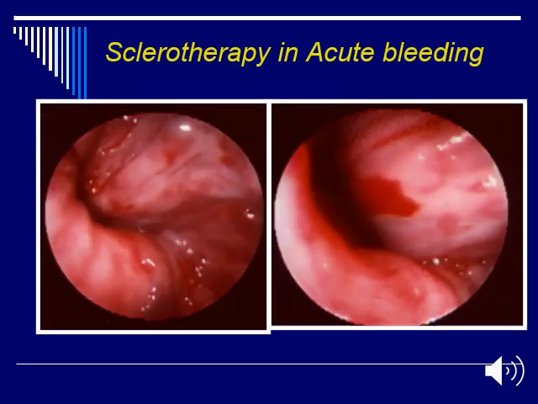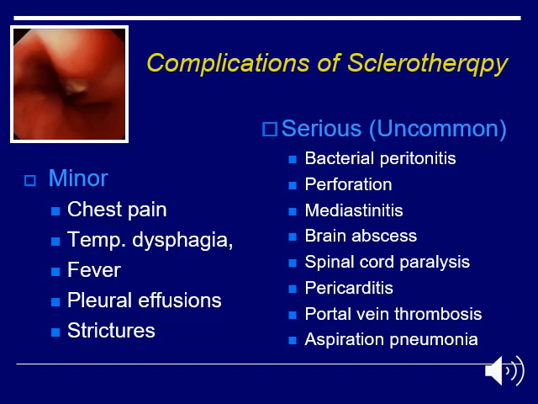This is the varix, and this is the site of the bleeding, and this is after injection, it has been swollen with the sclerotherapy material to stop the bleeding. Usually, the end of the treatment is that after the injection, it turns to fibrosis and sclerosis of the varix. The complications are usually minor: chest pain, dysphagia, sometimes fever, reactive pleural effusion or stricture, but there are rarely serious effects like bacterial peritonitis, perforation, mediastinitis, brain abscess, and all of that.